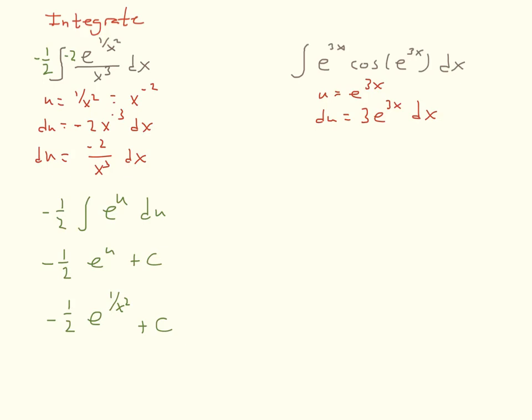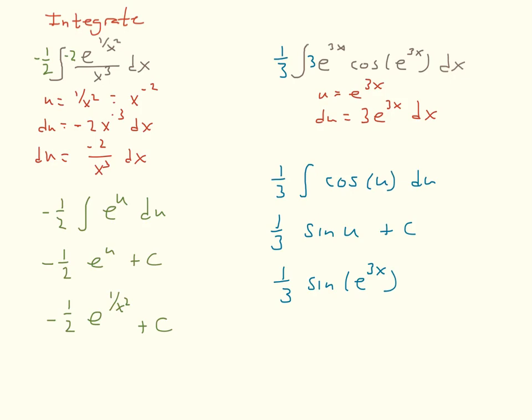Again, like in the first problem, we don't have the 3, we have the e to the 3x. So I need to put the 3 in here, and to compensate for that, I'll put a 1/3 on the outside, so that the 1/3 and the 3 cancel each other out, giving me 1. When I make the substitution, that's going to be 1/3 times the integral of the cosine of u du. The 3e to the 3x dx is equal to du, so that covers that. And when I integrate cosine, we already know the integral of cosine is equal to sine. So that's going to be 1/3 times the sine of u plus c, or 1/3 sine of e to the 3x plus c. And that would be the antiderivative of that particular problem.